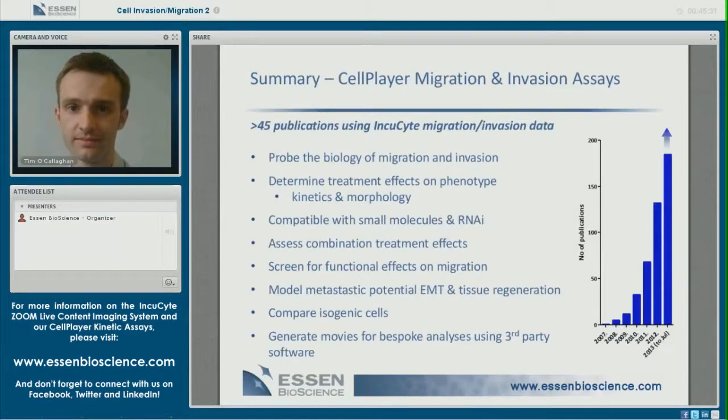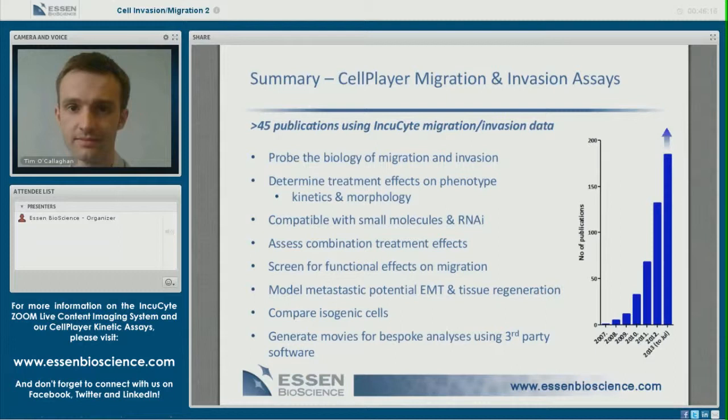So in summary, there have been over 45 independent publications using IncuCyte migration and invasion data. These publications are growing on a weekly basis, and they follow the same trend as the number of publications about our IncuCyte technology as a whole. On the right-hand side, I have a bar chart showing the increase in IncuCyte publications since 2007 to date. To date, we have over 185 publications that have used IncuCyte live-cell imaging to support the conclusions in the paper.